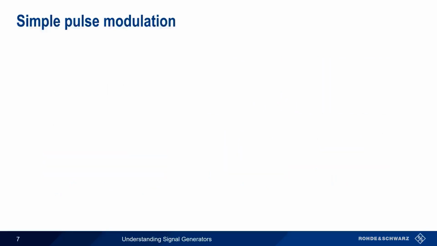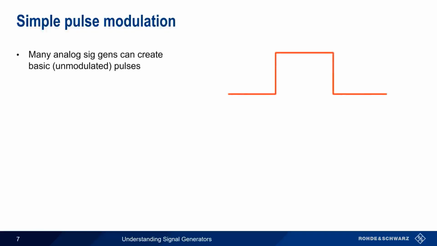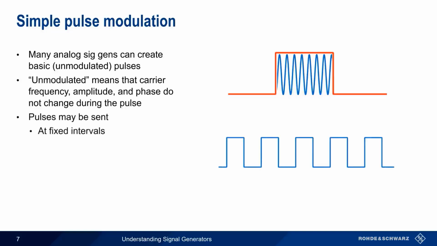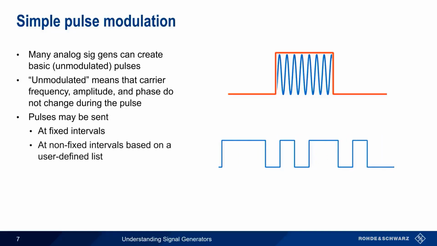A special type of analog signal modulation is pulse signal generation. Most analog signal generators can also create basic unmodulated pulses. The unmodulated RF carrier is essentially switched on and off to create the pulses. Unmodulated means that the RF carrier doesn't change in frequency, amplitude, or phase during the pulse. Pulses can be sent at fixed intervals, but in some cases, analog signal generators can vary the pulse width and pulse spacing by means of a user-defined list.